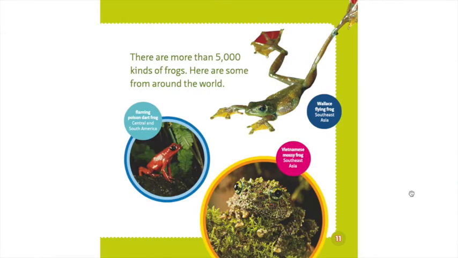There are more than 5,000 kinds of frogs. Here are some from around the world.